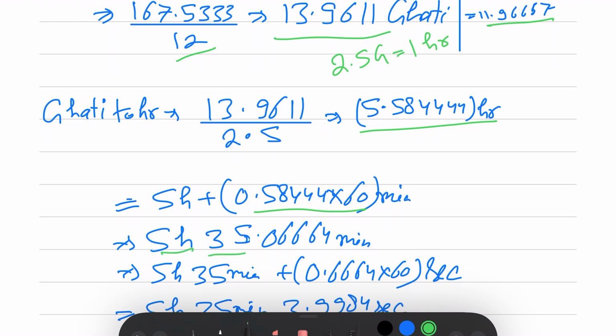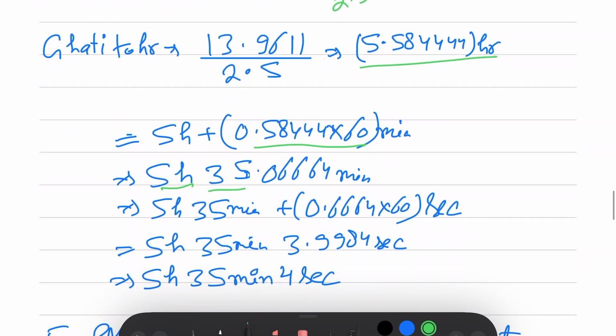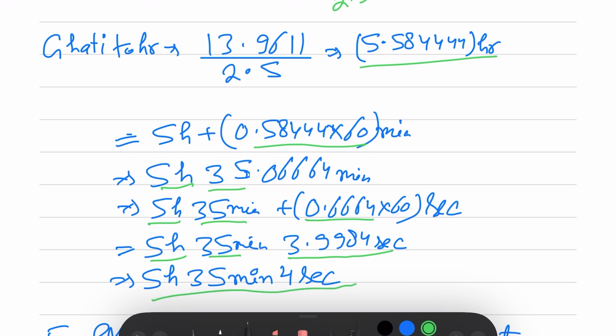So it becomes 5 hours 35.0664 minutes. Now take 5 hours 35 minutes and convert the lower value into seconds. So it is 5 hours 35 minutes 3.9984 seconds. So we can round it off to 4 seconds. So the value for this Ghati is 5 hours 35 minutes and 4 seconds.